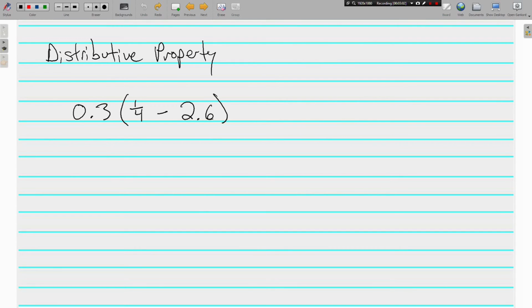The last one is the distributive property. Remember, anytime we have a number that is being multiplied by a group of parentheses that have more than one thing in them, we can distribute. The 0.3 will take it times the 1/4 and times the -2/6. So when I'm showing my work, it would look like this.